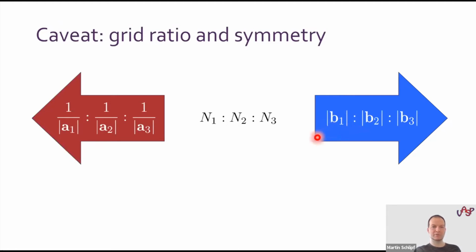What you need to know is that the right side choice is the one that is chosen by VASP by default. So if you don't change it, or if you choose this automatic mode of choosing these grid densities, VASP will choose this particular mode. Unfortunately, there's no unique answer to which of those two is actually the better choice. So it really depends on the system.